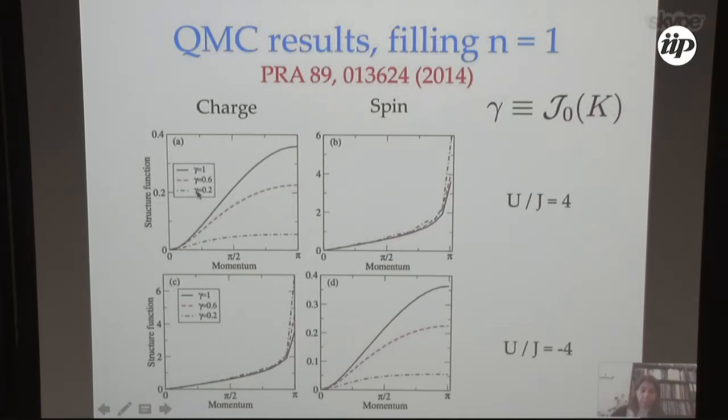So you see that I am going to have spin and charge sectors. I am going to look at the structure function in the two sectors. And what you see is that at positive U equal 4, I have a spin density wave. I had this antiferromagnetism in the Hubbard model, but it's getting even stronger. You see the blue line, as I reduce my gamma, it gets even stronger. And when I go from positive U to negative U, spin maps into charge.